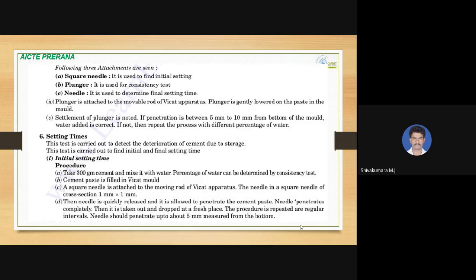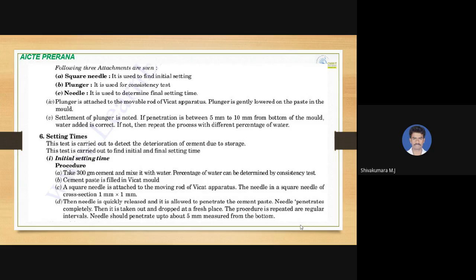You bring this needle until it touches the top surface of the cement paste and allow it to penetrate. Observe the depth of penetration, and before that, the moment at which water is added to the cement, that time should be noted down, and allow this needle to penetrate.